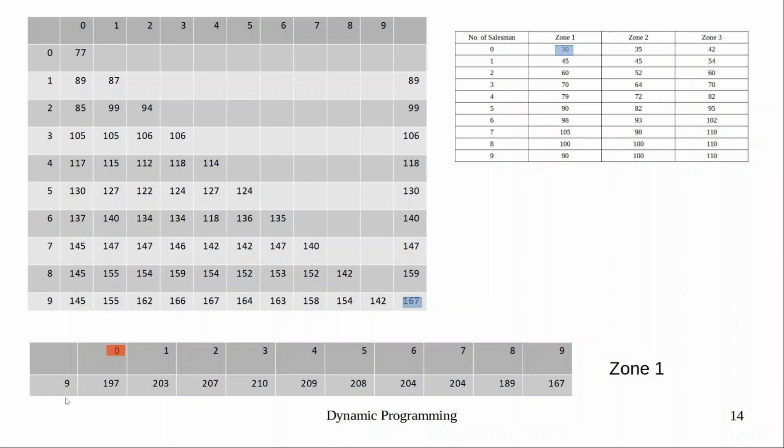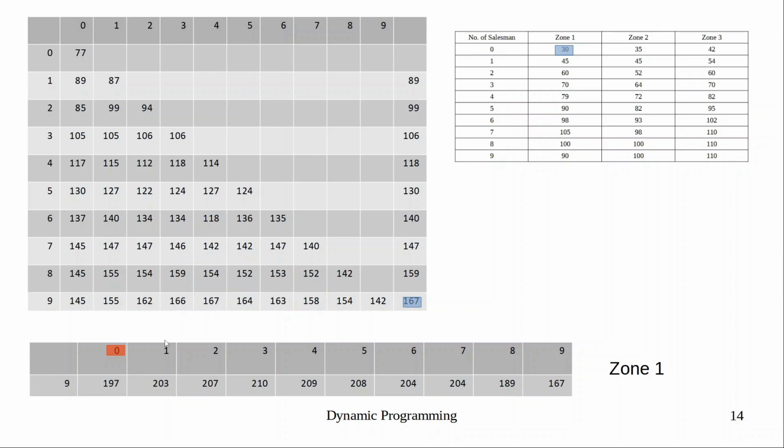So what is it going to be? If we decide to go with this number, it's going to be that you allocate 0 team to zone 1. And then afterwards, 167 is the highest number. So you allocate 4 teams to zone 2 and 9 minus 4, you allocate 5 teams to zone number 3. That is the meaning of these numbers.